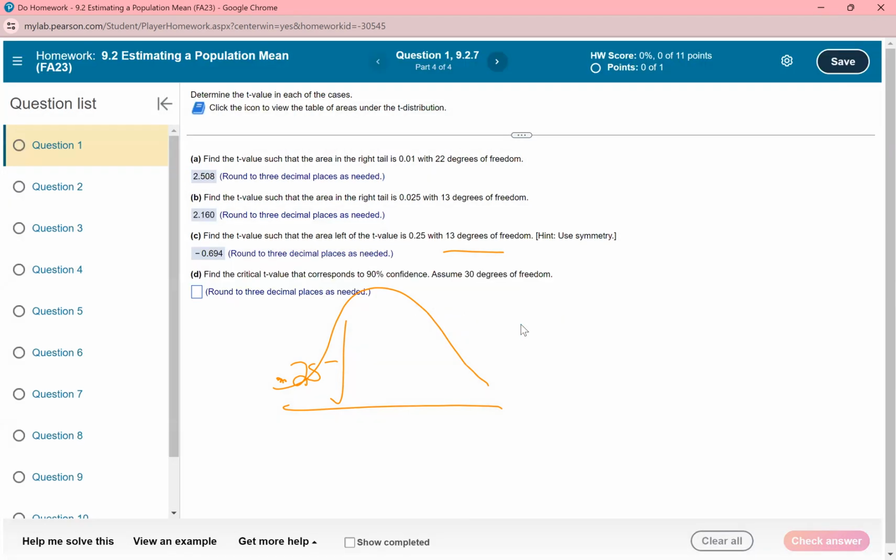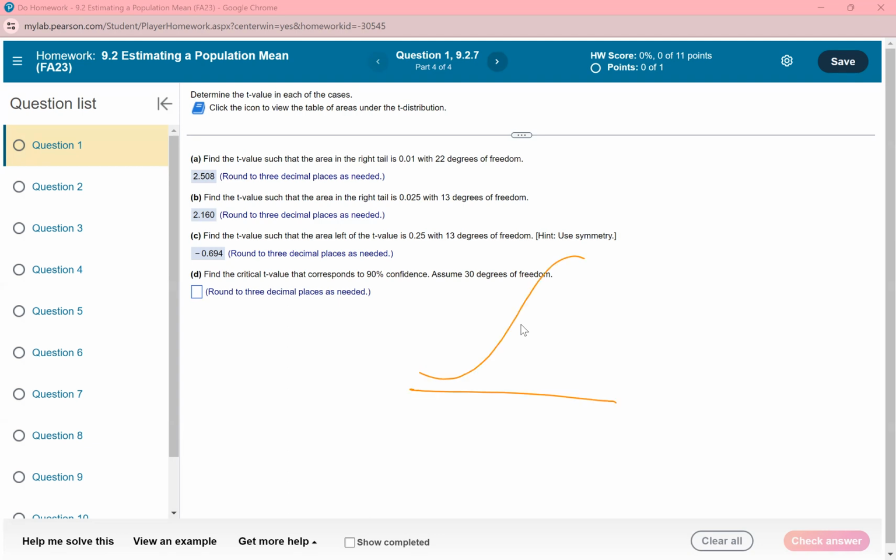And this last one wants the critical t value that corresponds to 90% confidence, assuming 30 degrees of freedom. So this time, 90% confidence means this 90 is in the middle. So that's 10% split between the two tails. So this would be 10% divided by 2. Again, this is where I believe they should do plus minus, and they do not. So they're just going to want the positive on that. I really disagree with them.